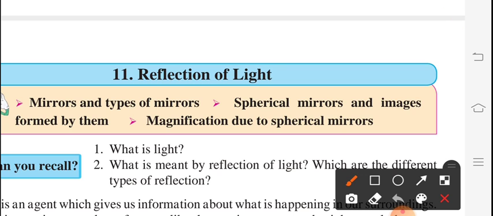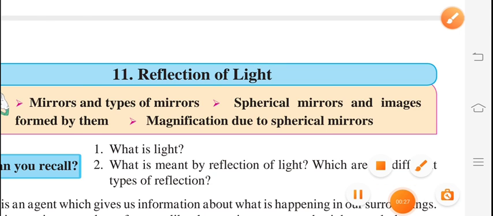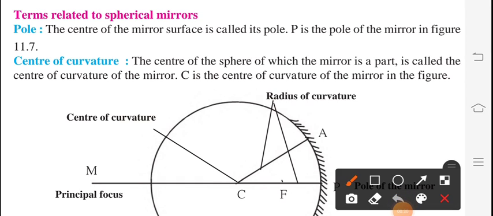In the last lecture, we studied mirrors and types of mirrors. Today we are going to discuss spherical mirrors and images formed by them. As we know, a spherical mirror is a part of a sphere. Suppose if I am cutting the sphere from this side, then this will be a concave mirror. If, suppose this is a sphere, and we cut the sphere from this side, then the portion that comes out, this part, is a convex mirror.